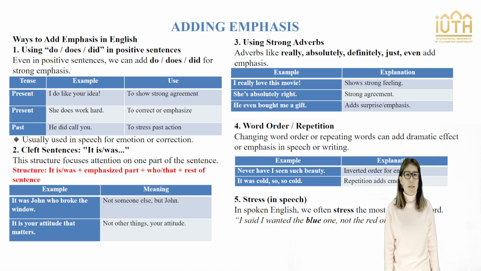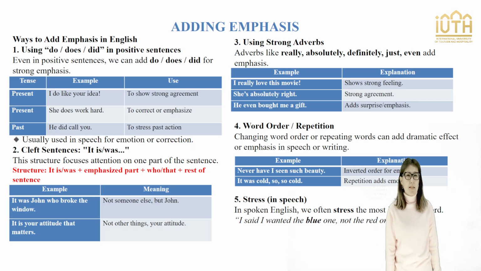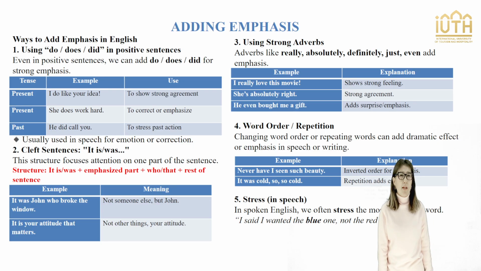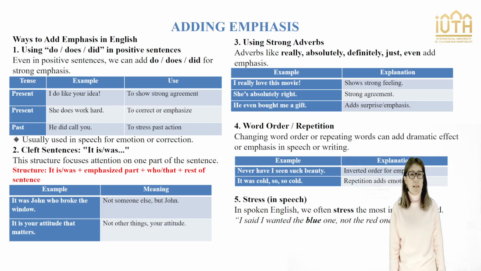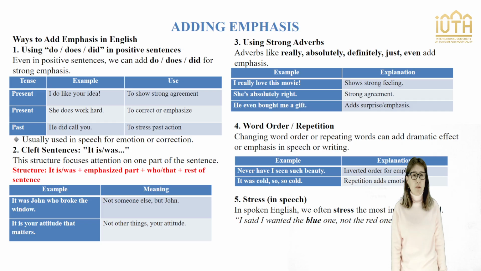Second, cleft sentences: it is, it was. This structure focuses attention on one part of the sentence. Structure: it is or it was, plus the emphasized part, plus who or that, plus the rest of the sentence. Example: it was John who broke the window, meaning not someone else but John. It is your attitude that matters, not other things, your attitude.